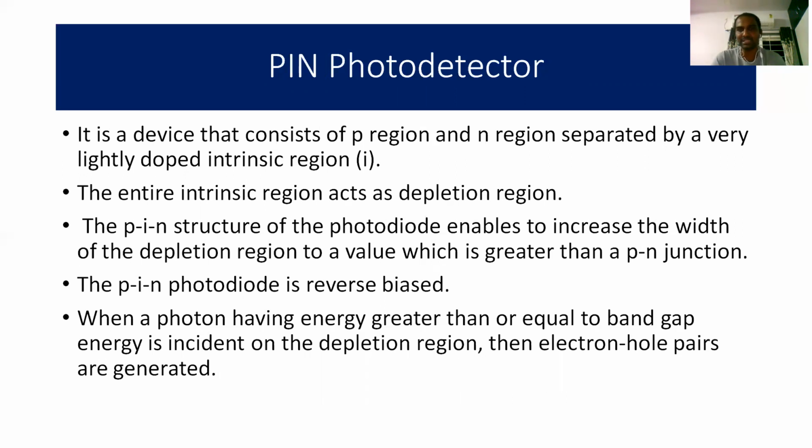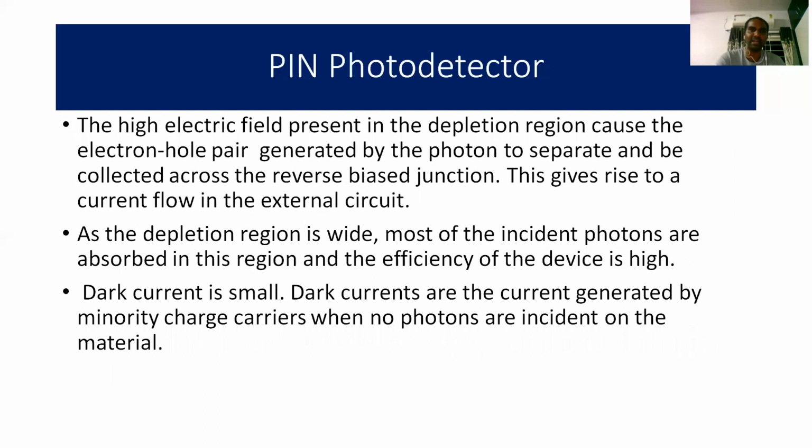The PIN structure of the photodiode enables an increase in the width of the depletion region to a value which is greater than the PN junction. The PIN photodiode always operates in the reverse bias condition. When a photon having energy greater than or equal to the band gap energy is incident on the depletion region, here the depletion region is intrinsic semiconductor, then electron hole pairs are generated.